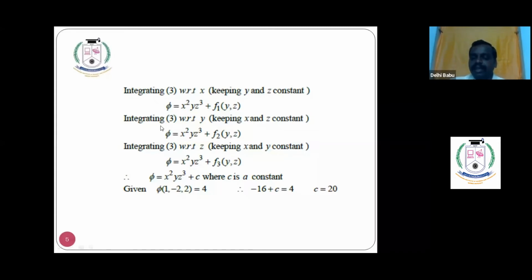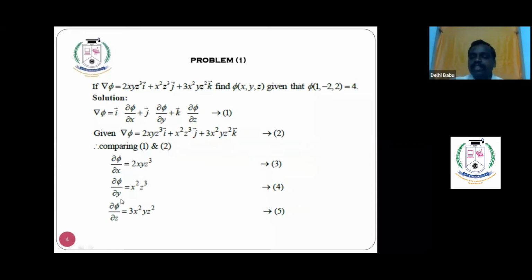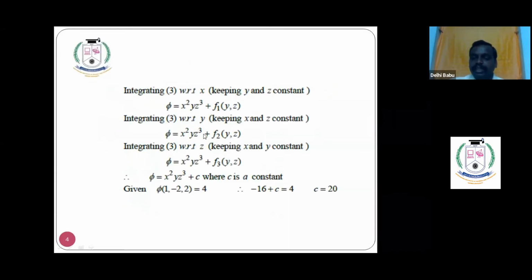Okay. Similarly, I am integrating equation 4, that means this equation, with respect to y. See here, there is no y term, so this x square z cube is entirely constant. So we have only the integral of dy. What is the integral of dy? y. So we get x square z cube y, that is x square y z cube, for phi. Here I integrated with respect to y, so the constant is in terms of x and z. I have written here x square y z cube plus the constant, f2. Already I used f1, so I can use a different notation here, like f2 of x and z.